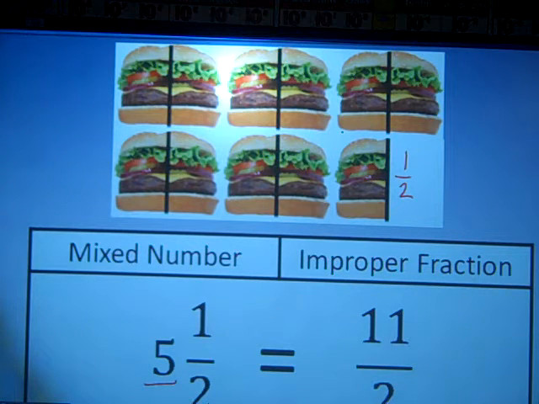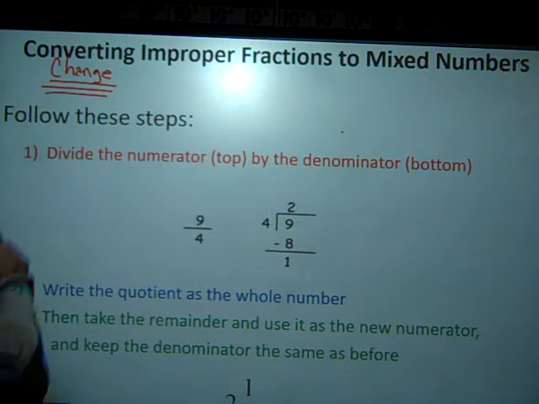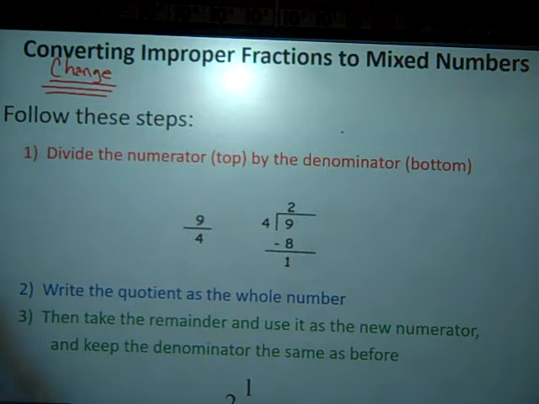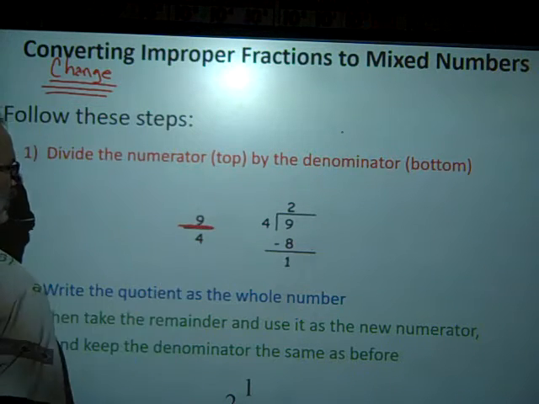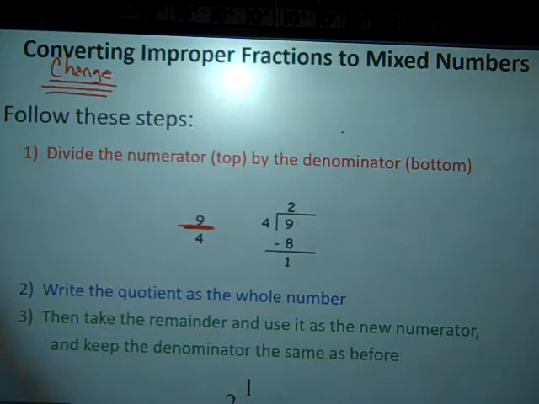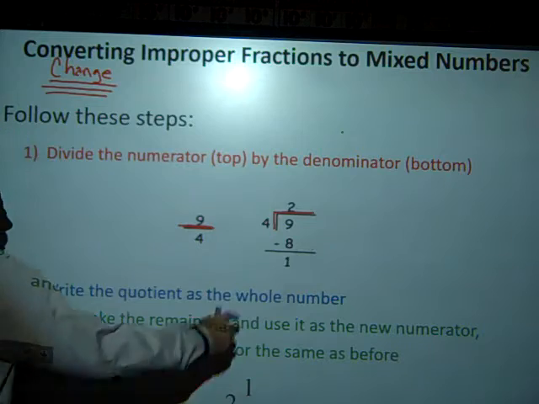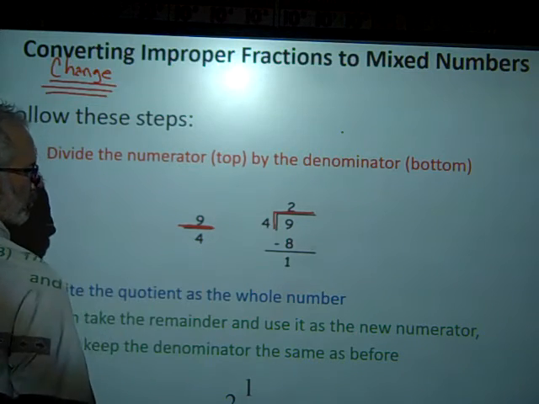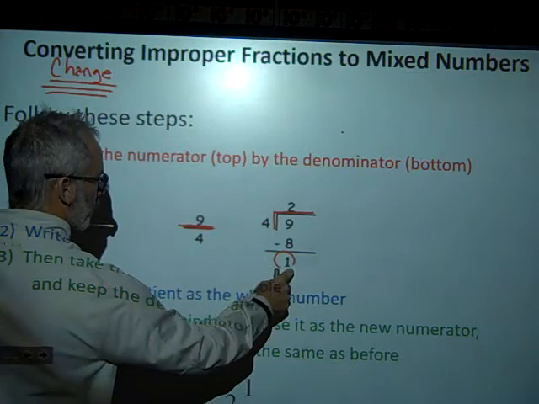All right? So let's talk about the math behind it now. Converting improper fractions to mixed numbers. Converting is a big word for change. How do I change an improper fraction to a mixed number? It's super easy. Remember that this fraction bar means divide. So 9 divided by 4. We're going to rewrite it. 4 goes into 9 2 times. That gives me 8. 9 minus 8 is 1. So 1 is my remainder.